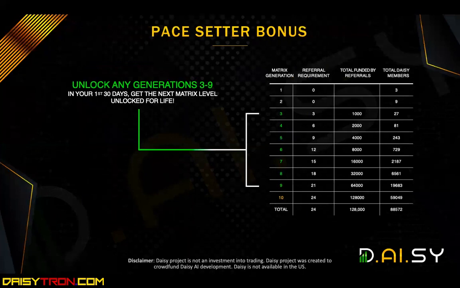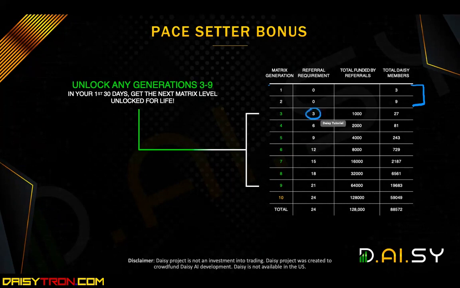Now we get to the interesting part. Now, this is where, for those of you who really want to maximize your results in this project, you need to be paying really, really full attention to this. It starts with the pace setter bonus. But let's go to this promotion first of all, where in the first 30 days, whichever matrix generation you unlock, automatically the system unlocks an additional level for you. We already know the first 2 levels, there's no requirement. That's already unlocked for everyone.